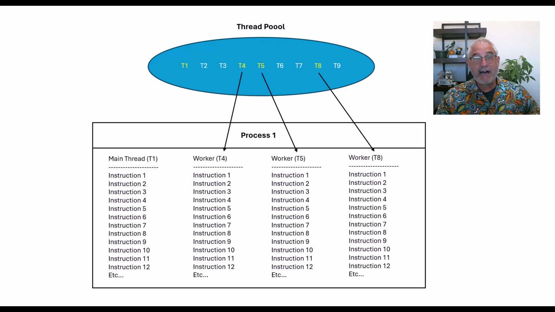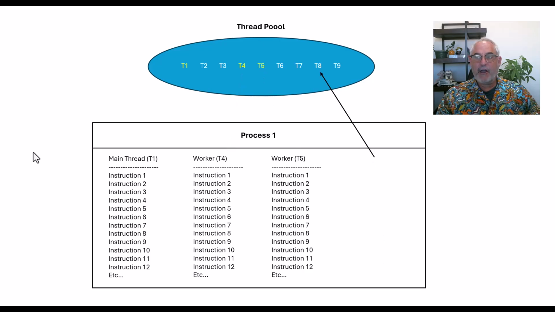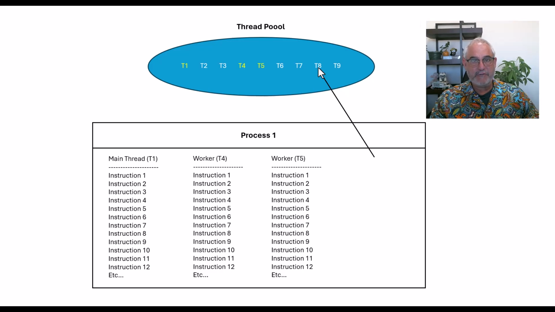Now, way back in the first video of the series, I showed some slides like this, where I introduced the concept of the thread pool. And what I said was that when a main process needs to create a worker thread, it gets it from the thread pool. And then as these worker threads complete and their work is done, they are returned back to the pool where they can be efficiently reused.